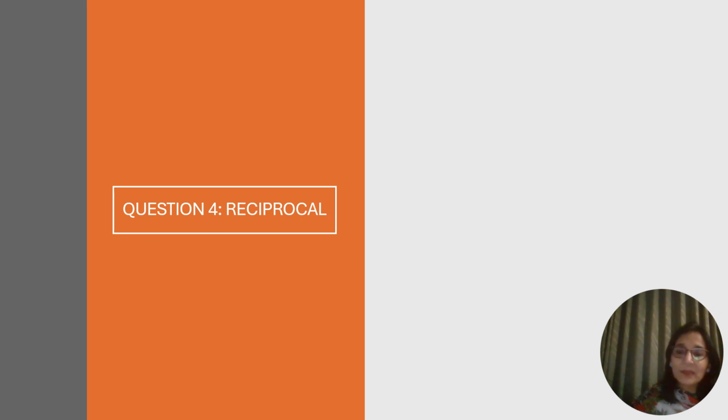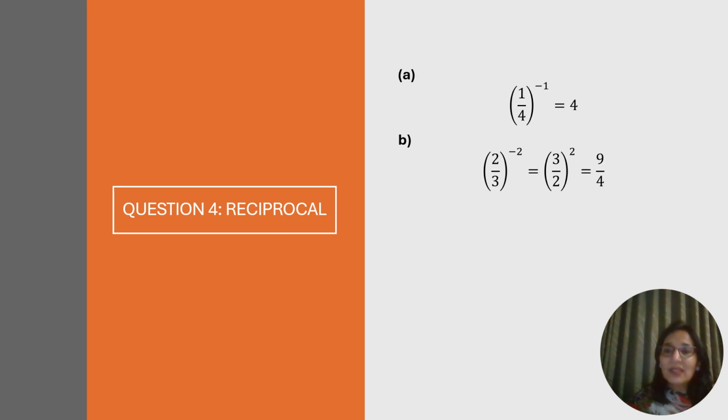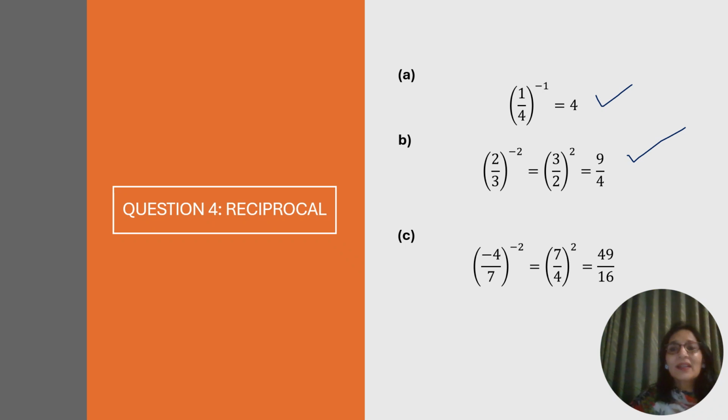Next question, question number 4, is related to reciprocal. So this is again the easy one. Now I'm very sure you remember the rules. Converting from negative to positive, we just have to reciprocate and solve the question. Likewise, we have question number C. We have just reciprocated 7 upon 4 to the power 2. 7 into 7 is 49. 4 into 4 is 16. So that's our answer.